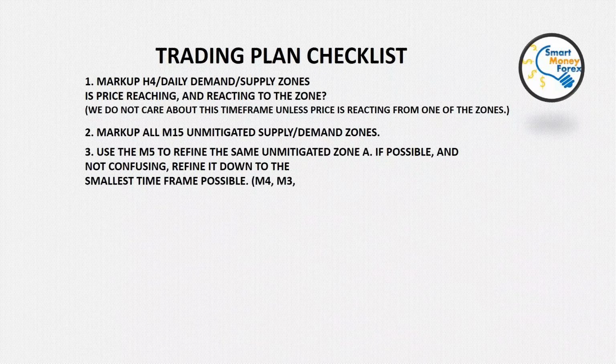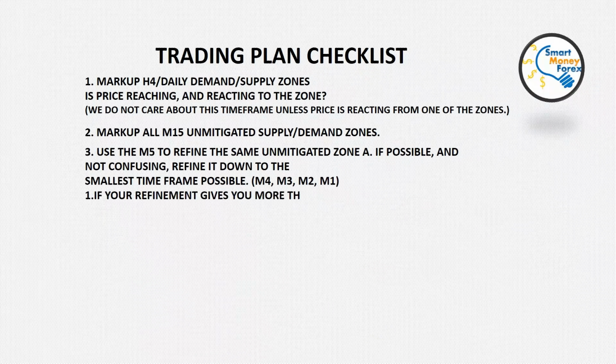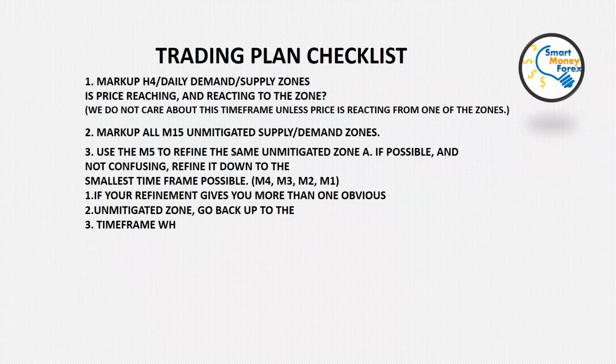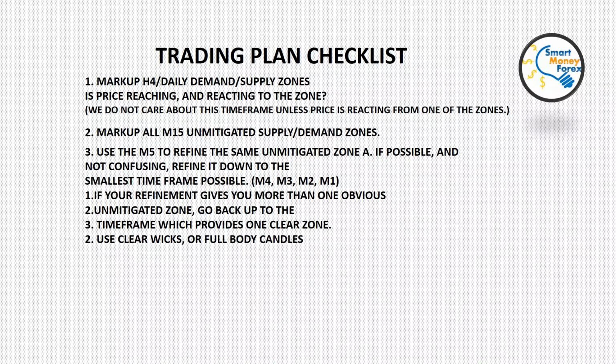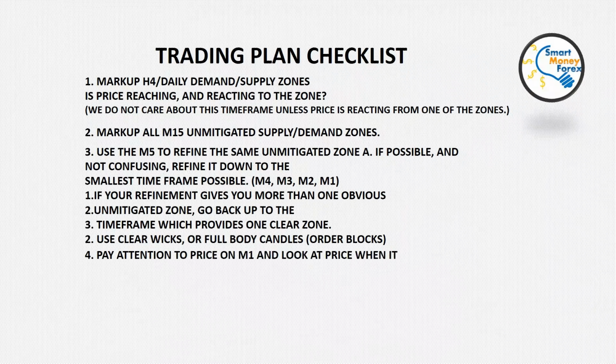M5, M3, M1. 1. If your refinement gives you more than one obvious unmitigated zone, go back up to the time frame which provides one clear zone. 2. Use clear wicks or full body candles, order blocks. 4. Pay attention to price on M1 and look at price when it reaches or is reacting from one of your unmitigated zones.